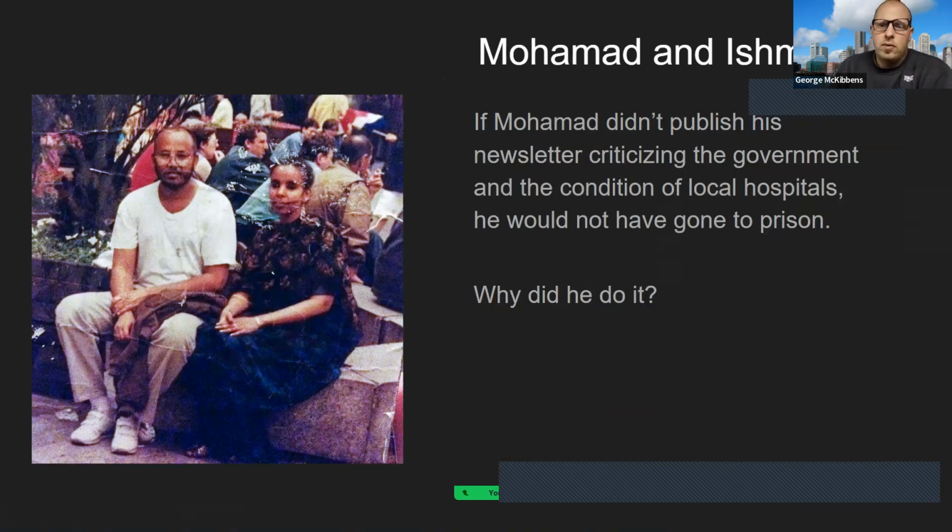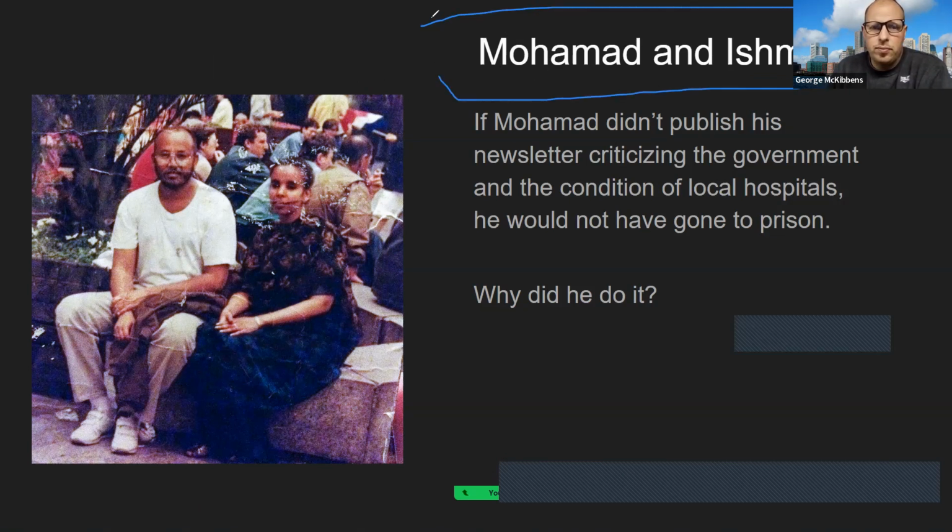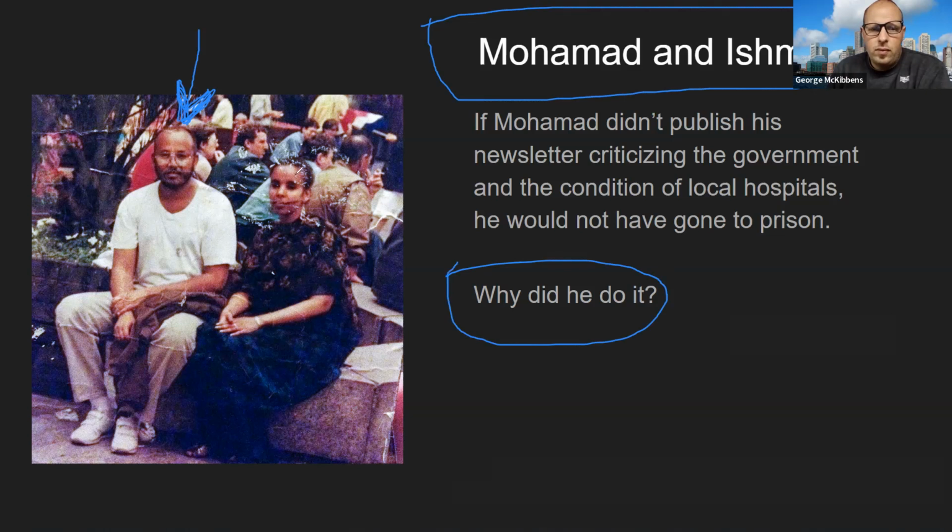We have two main characters, Muhammad and Ishmahan. Let's take a look at their situation. Muhammad wrote a newsletter criticizing the dictator of the country, really taking a risk. And in breakout rooms, I asked everybody, why did he do it? And I decided to remind everybody to look at the perspective of his wife, Ishmahan.